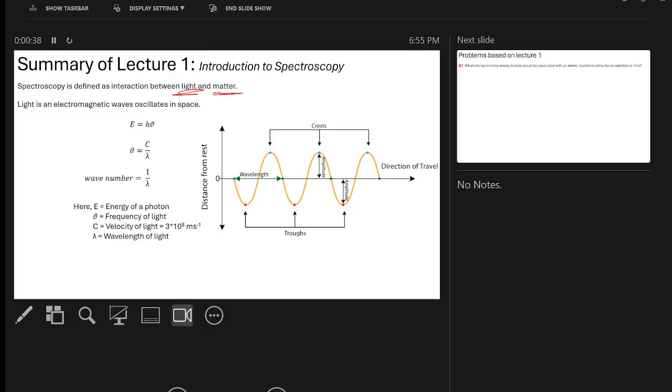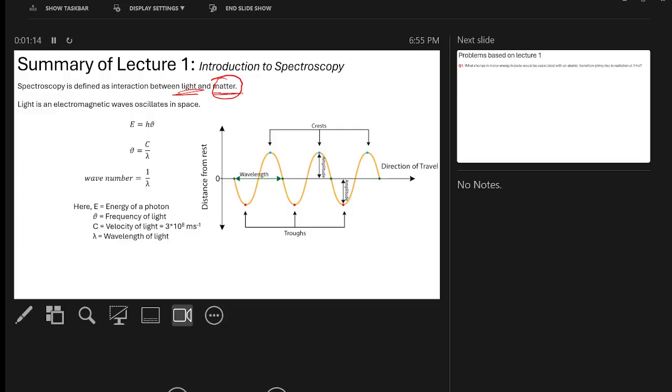To understand spectroscopy, we have to understand light: what is the property of light, how can we calculate the energy of light, what is the frequency of light, what is the wavelength of light. Similarly, we have to understand matter: what is the structure of matter, how the energy levels are distributed inside the matter. Then only we can understand the interaction between matter and light. First, let's focus on light.